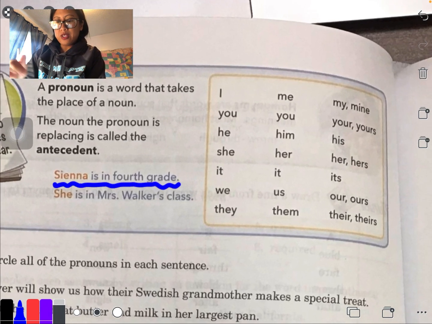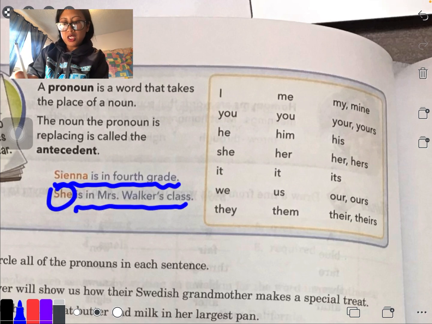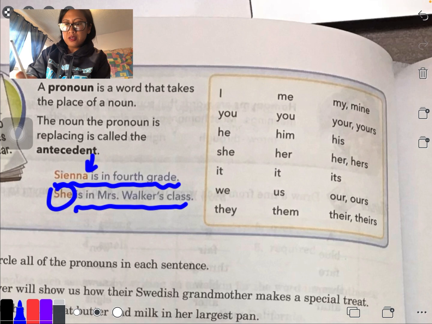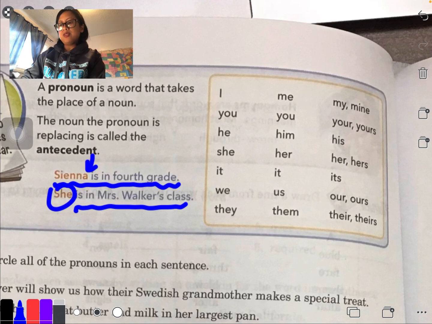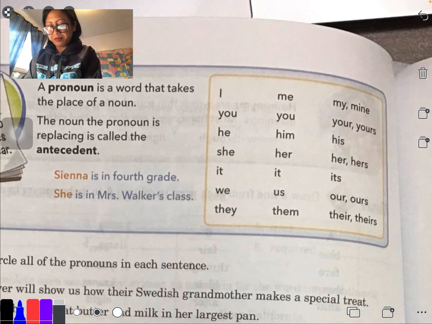Sienna is in the 4th grade. So here's the example. Sienna is in the 4th grade. But if you don't want to talk about Sienna, you'll say she is in Mrs. Walker's class. The antecedent is Sienna, right? Because when you say she, you're like, who are you talking about? You say, oh, that's the antecedent, Sienna.